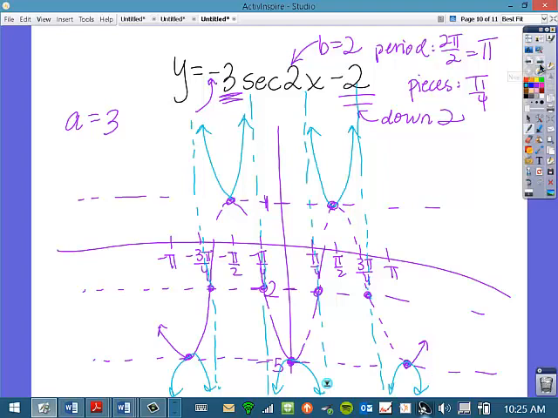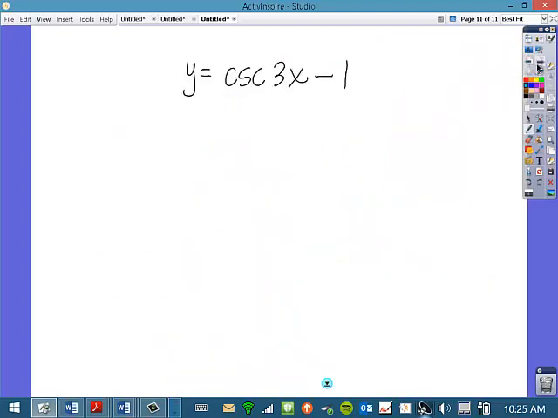All right, our last one is y equals cosecant 3x minus 1. Go ahead and pause your video. This can be our retry. What I want you to do is set up your x and y axis. So figure out what's the period, what are your pieces. You can try this one. But if you can only get to setting up the x and y axis, that's fine. So go ahead and pause your video and attempt this problem.